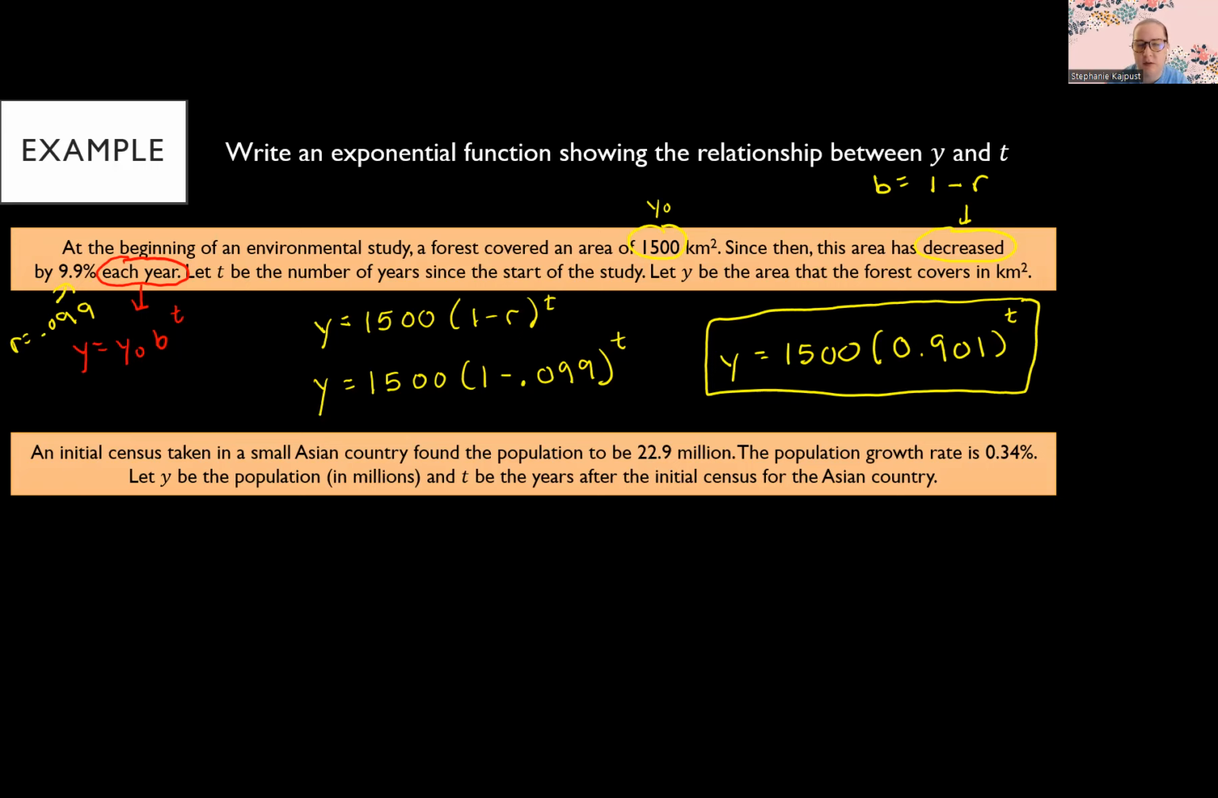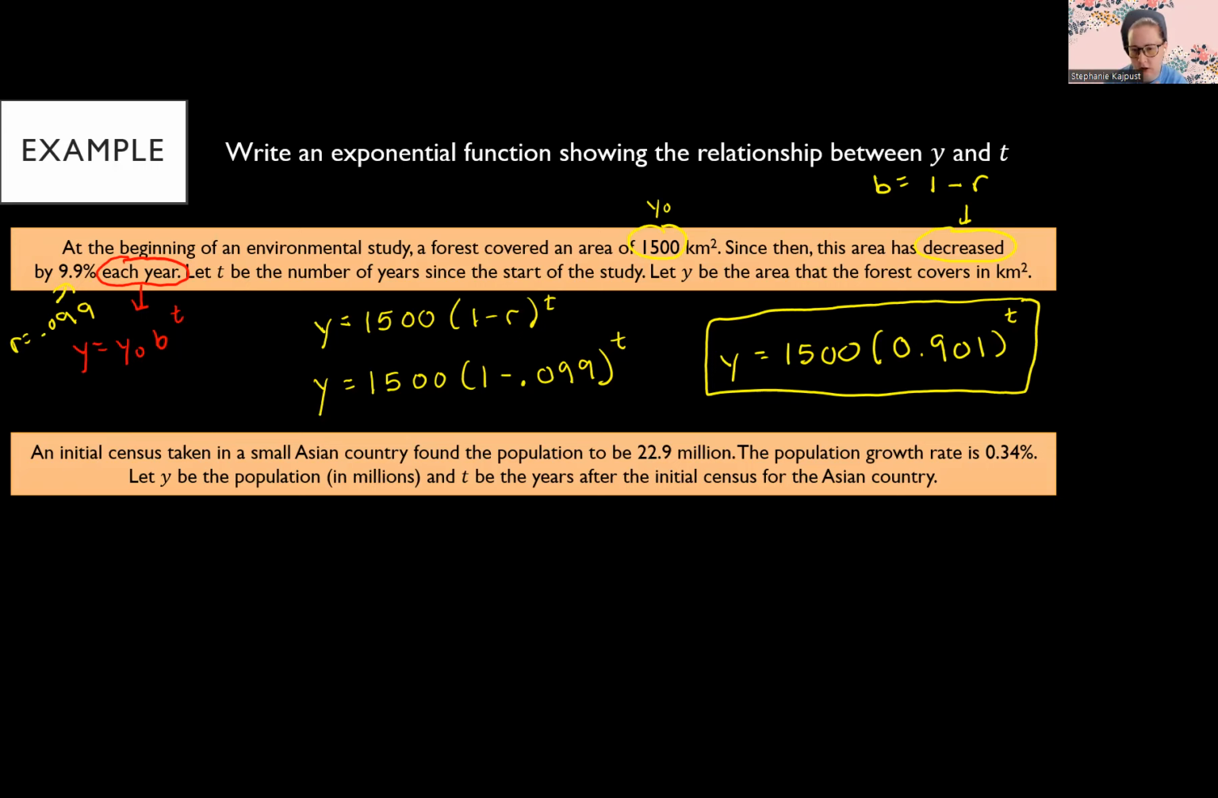So the second example on here, we've got an initial census taken in a small Asian country found the population to be 22.9 million. The population growth rate is 0.34%. Let Y be the population in millions. When they say in millions, that means you don't need to convert the number to actual millions with all the zeros. You can just use the 22.9. And T be the years after the initial census for the Asian country.